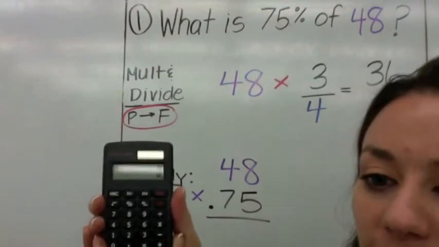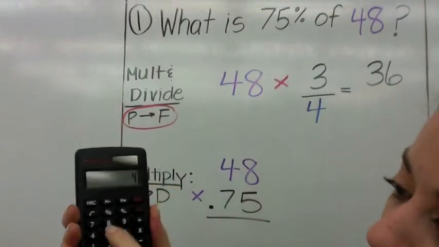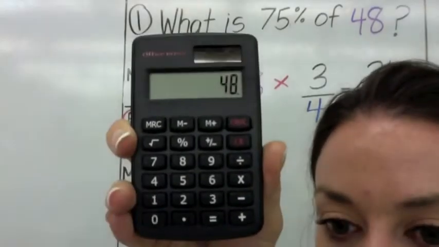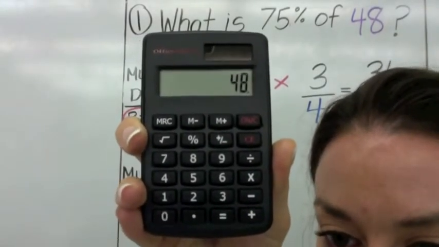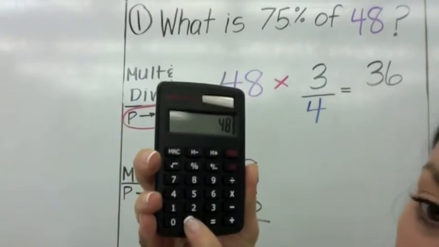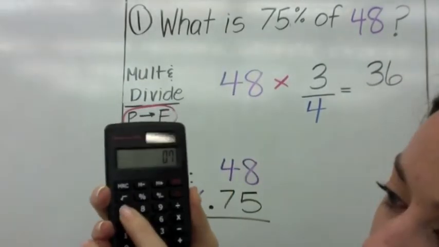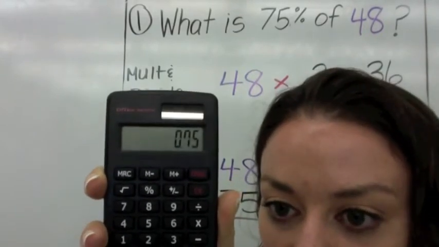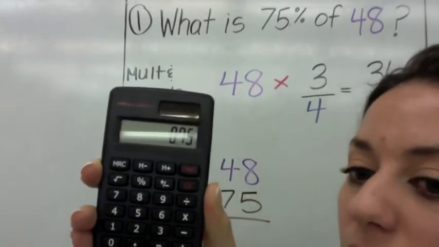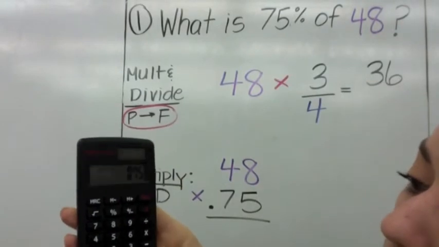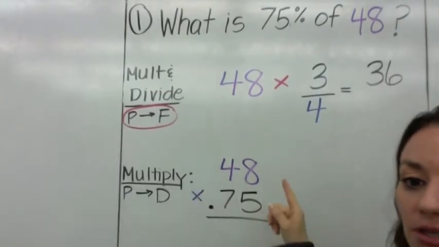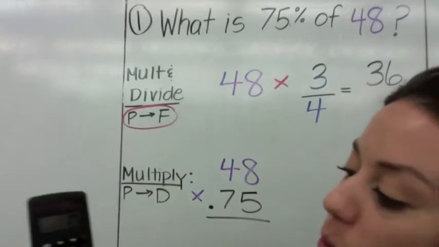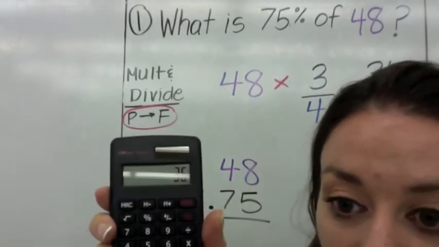If you want to find 75% of 48, you're going to say 48 multiplied by, where is the decimal? You see the little period, the little dot? You're going to say 0.75. That says 75%, or 75 hundredths. When you multiply it by 75%, what should the answer be? Because it's going to be the same as this. It should be 36.